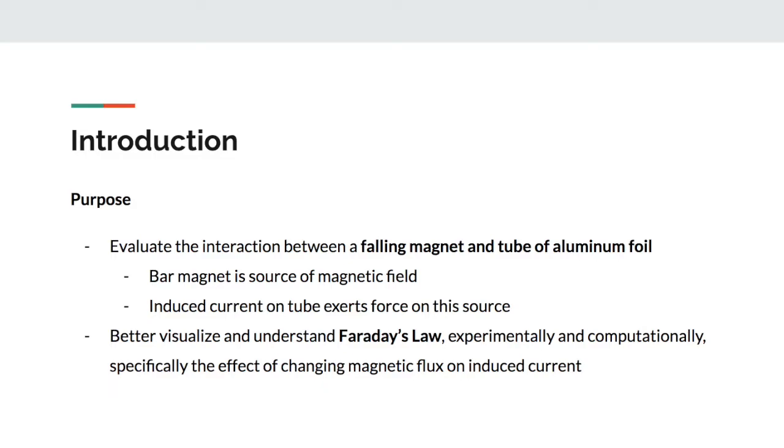The purpose of this lab was to evaluate the interaction between a falling magnet and a tube of aluminum foil, so that we could better visualize and understand Faraday's law experimentally and computationally, specifically the effect of changing magnetic flux on an induced current. In this case, the bar magnet was the source of the magnetic field and therefore the magnetic flux, and the induced current was produced on the aluminum tube and exerted a force back on this source of the bar magnet.